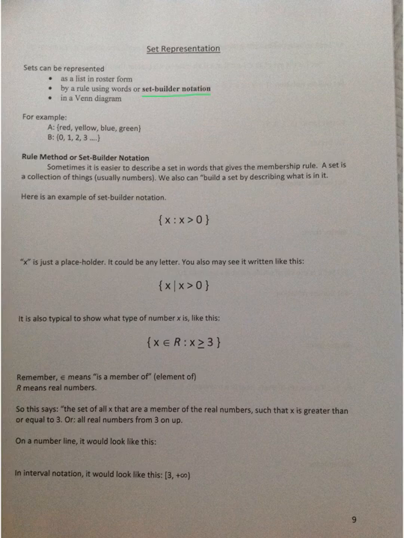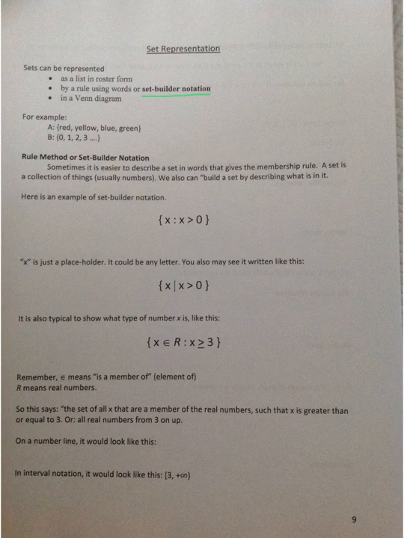For example, you could talk about the set of all primary colors, say red, yellow, blue, and green. The set of all whole numbers, 0, 1, 2, 3, ... That would be in roster form with sets A and B. The rule method, or set builder notation, is where it's sometimes easier to describe a set in words that gives the membership rule. A set is a collection of things, usually numbers, and we can build a set by describing what is in it.